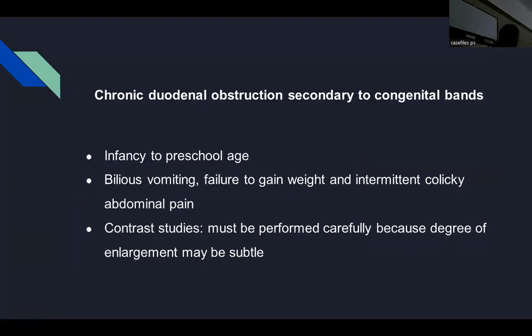Coming to chronic duodenal obstruction because of these same congenital bands. This presentation is usually in the later age group, that is infancy to preschool age, and they usually present with bilious vomiting, and again failure to gain weight will be there, and intermittent colicky abdominal pain will be there. So contrast study must be performed very carefully, because the degree of enlargement of the duodenum is very subtle in these patients, and it can be missed if not done properly.